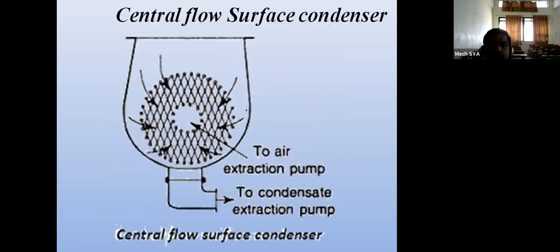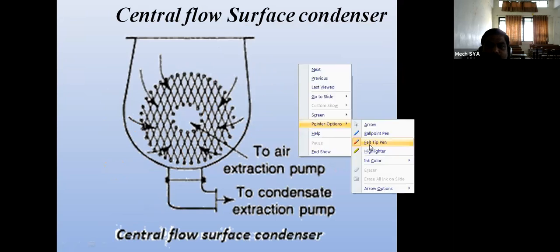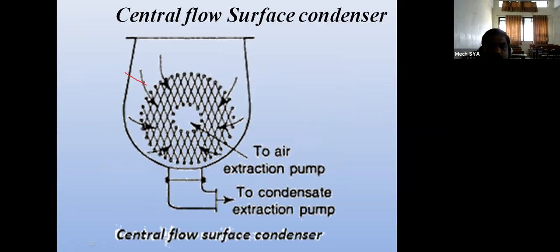Now here, central flow. Central flow means the same kind of heat exchange condenser. The only thing is that instead of steam flowing in a downward direction, it will flow in the radial direction. So from all around the periphery, the steam flows in from all directions, and the air extraction pump is taken at the center. The exhaust steam is flowing in this direction, and through these baffles, through this pipeline, the water is flowing.